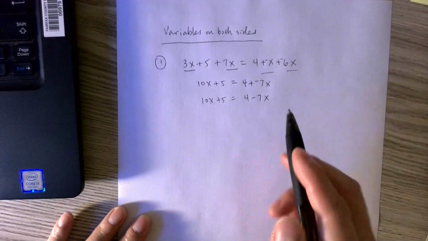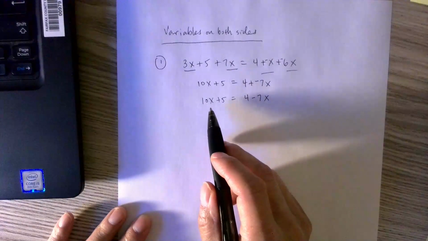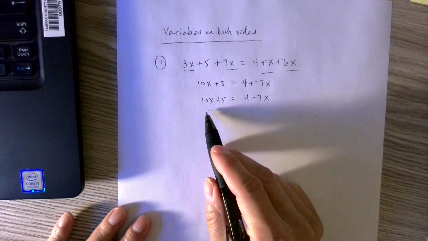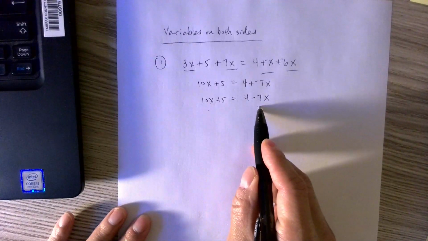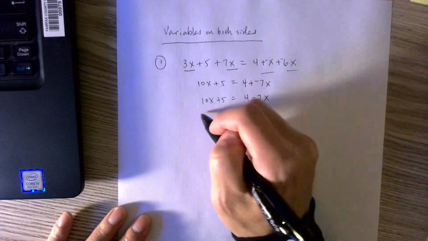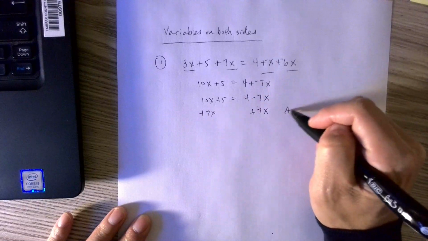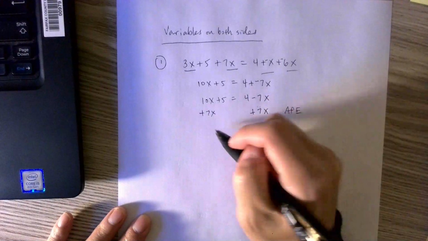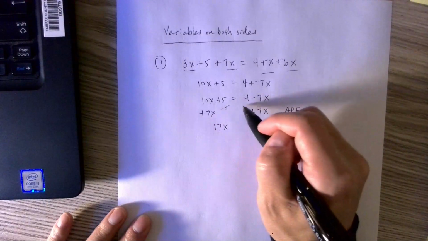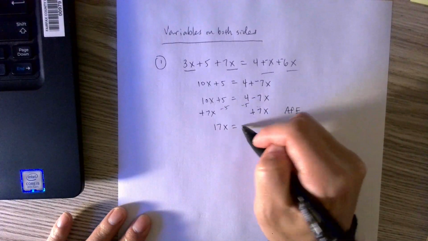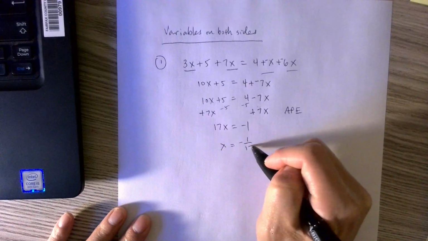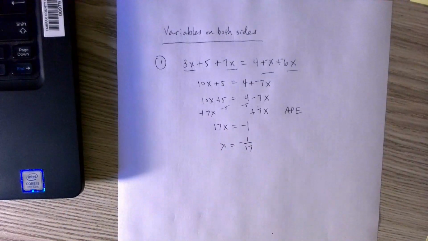And I'd prefer all my x's to be on the left. So to get my x's on the left, I need this to be gone. And I do that by doing APE. And I guess I'll subtract 5 at the same time. And then divide by 17.